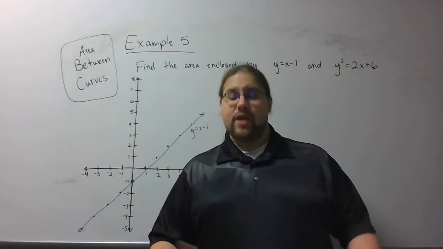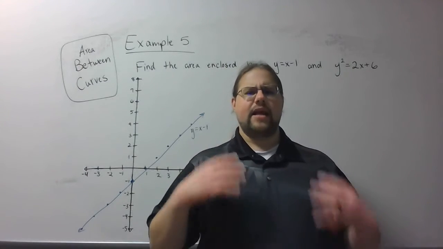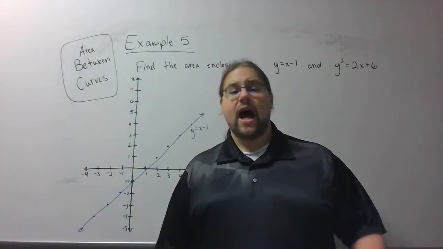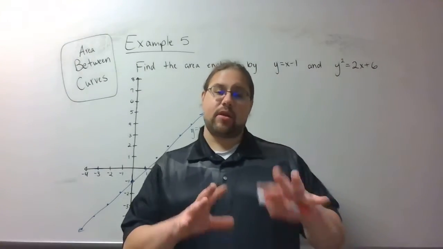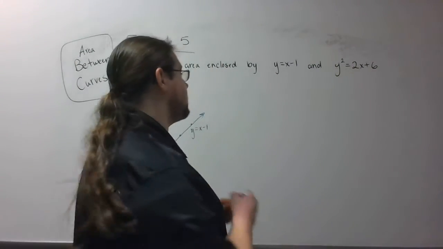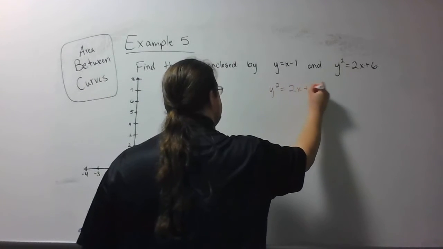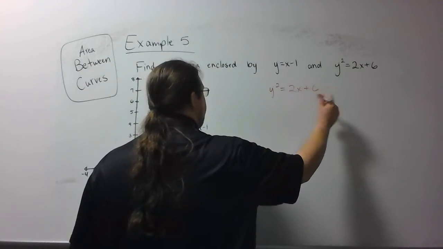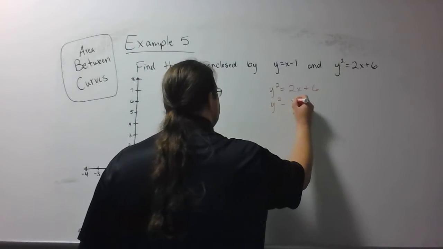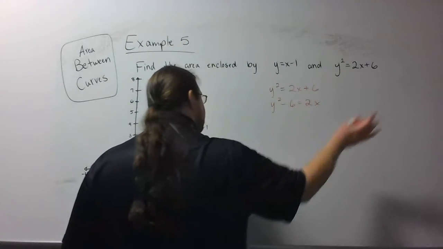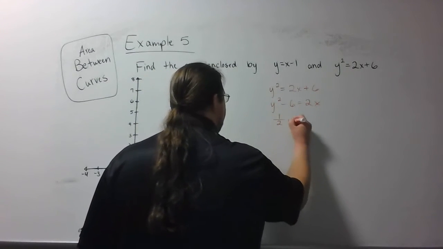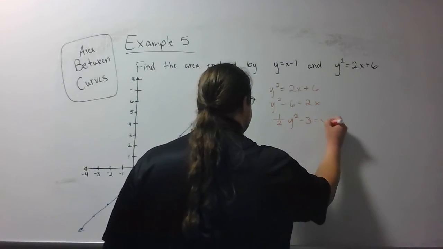So here's what I'm going to do. Instead of trying to plug in x values to see what numbers I get, I'm going to plug in y values and see what I get. And I'm going to rearrange the function so it makes it a little bit easier. So I'm going to take that y squared equals 2x plus 6, and I'm going to just solve for x. So I'm going to take y squared minus 6 equals 2x. Then I'm going to divide by the 2. So I get 1/2 of y squared minus 3 equals x.